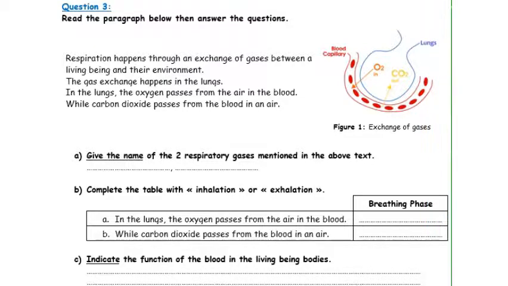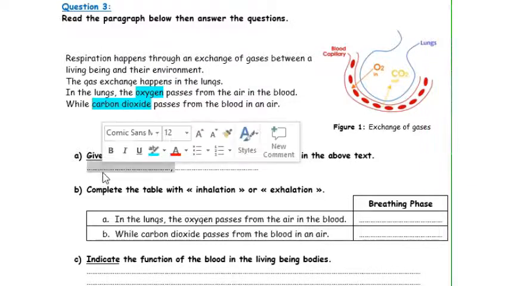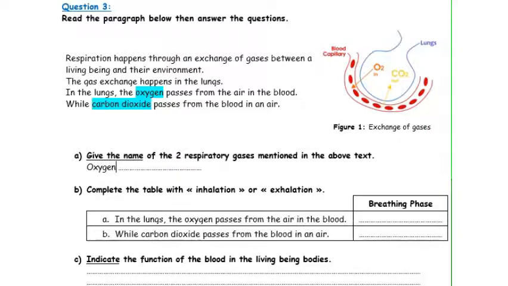In the text, they talked about two gases that we exchange with our environment. There is a gas that we need badly, so we take it from the air, and one that we throw outside to the air. These two gases are called the respiratory gases, and you know them. The first one is the oxygen, and it is mentioned in the text. The second one is the carbon dioxide, and it is also mentioned in the text. So the two respiratory gases are oxygen and carbon dioxide.